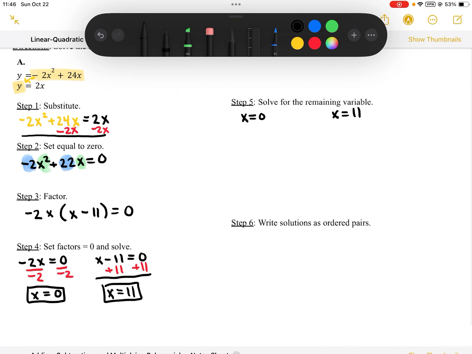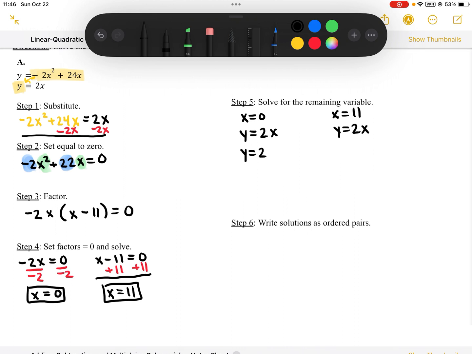I'm going to pick one of my original equations to substitute in x and solve for y. I'm going to use my second equation just because it's a little bit simpler. So I'm going to use y equals 2x. So I'm going to go ahead and substitute in what we got for x. I have to do this twice.